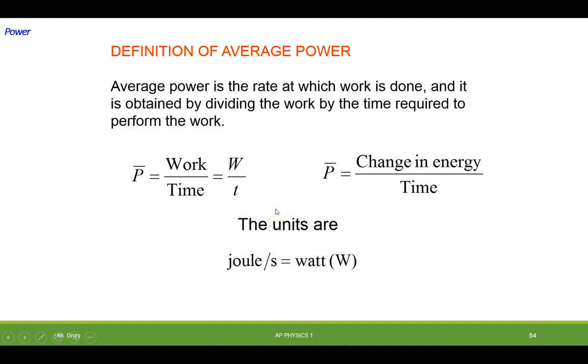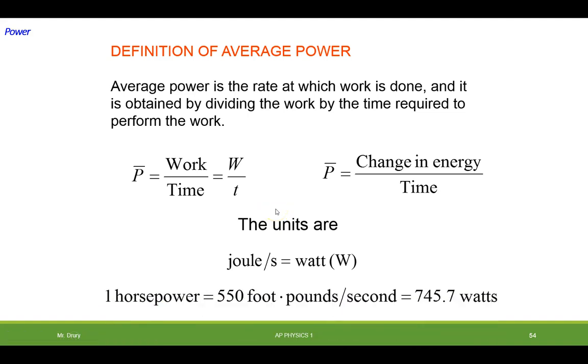There are other units as well. For example, horsepower or foot-pounds per second. They're all equivalent to watts as well through this conversion shown here. 1 horsepower is equal to 550 foot-pounds per second, which is equal to about 746 watts. All right, so let's try a problem.